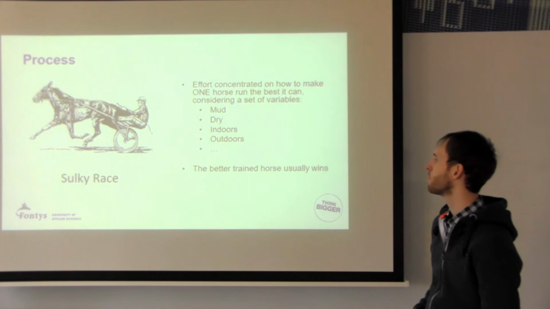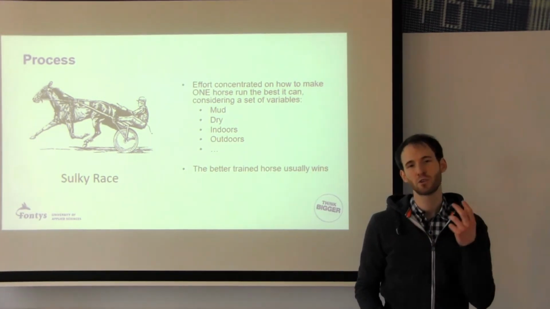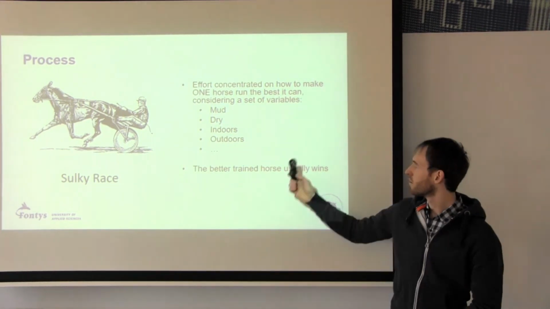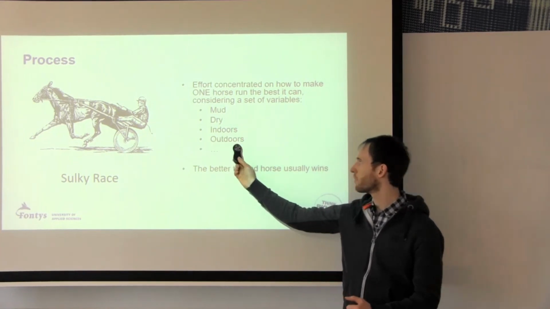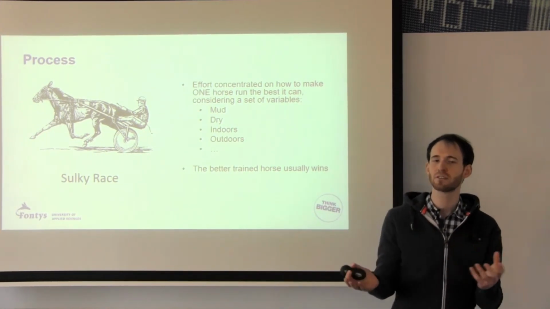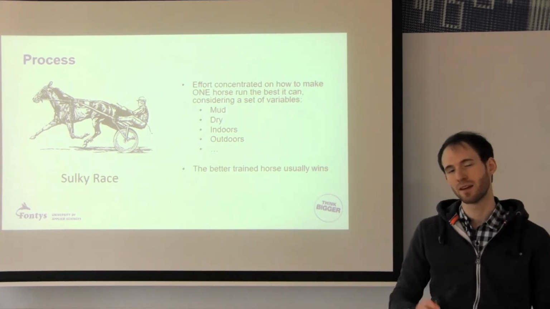So let's have a look at the first one, a sulky race. You have one horse, and in order to win the race, you have to train your horse the best. So the best trained horse wins the race. The horse that can actually run best on all the different surfaces, work best in all different environments, wins the race. So that's a process.